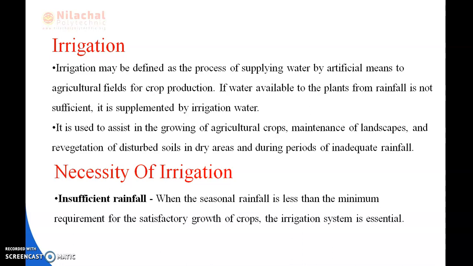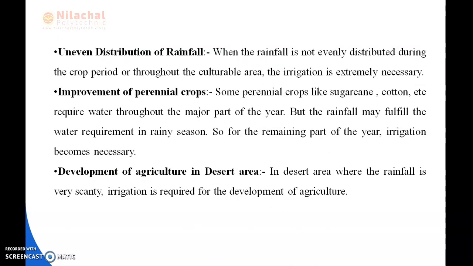Okay. So next we will be reading about the necessity of irrigation. First, insufficient rainfall. When the seasonal rainfall is less than the minimum requirement for the satisfactory growth of the crops, then the irrigation system is essential. If the seasonal rainfall is less, the growth of the crops is not satisfactory, so the irrigation system is essential.